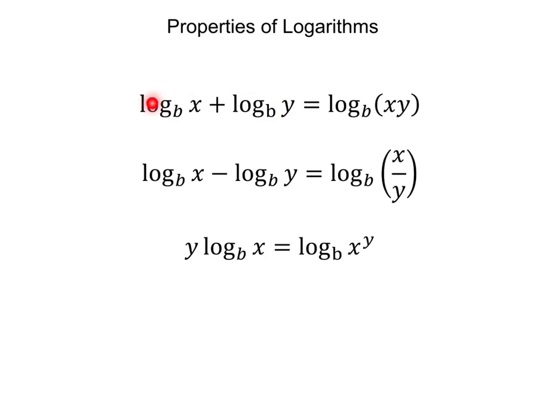When we add these two logs, log base b of x plus log base b of y, that's equal to log base b of the product, x times y. If we subtract these logs, log base b of x minus log base b of y, that's equal to log base b of the quotient, x divided by y. And the last property, y times log base b of x, is equal to log base b of x to the y power. So these three properties that we've been working with, we're going to do a little bit more with these and see how they're useful in another way.